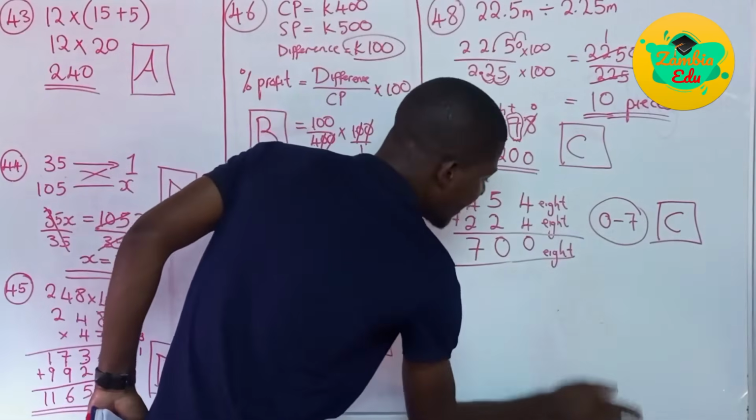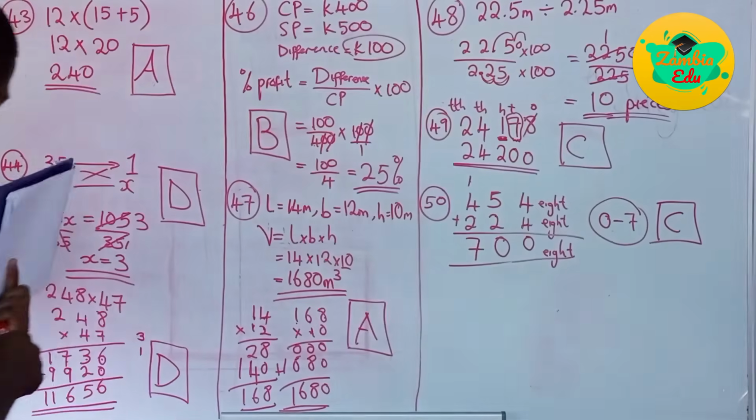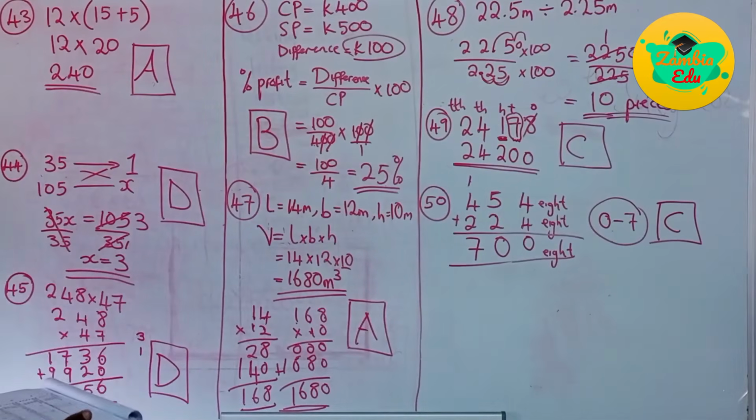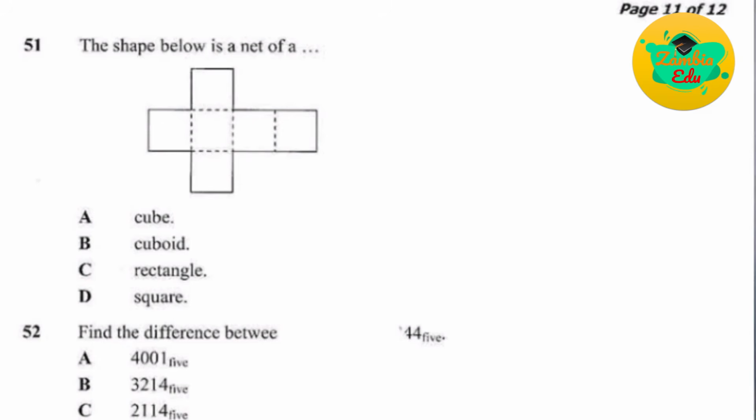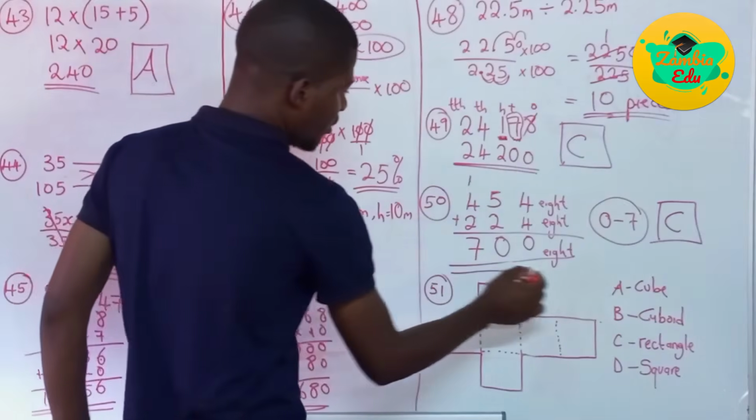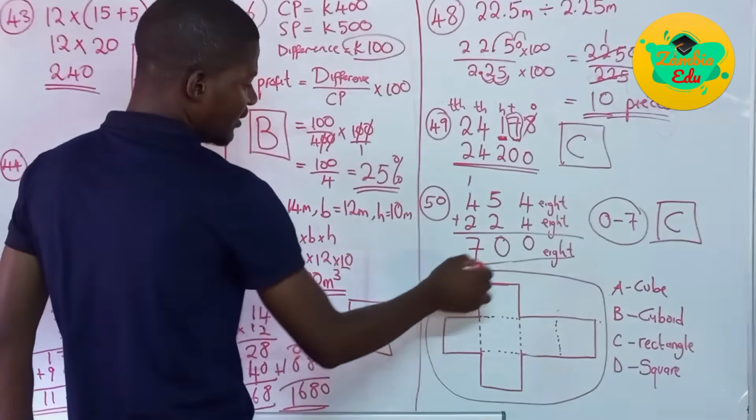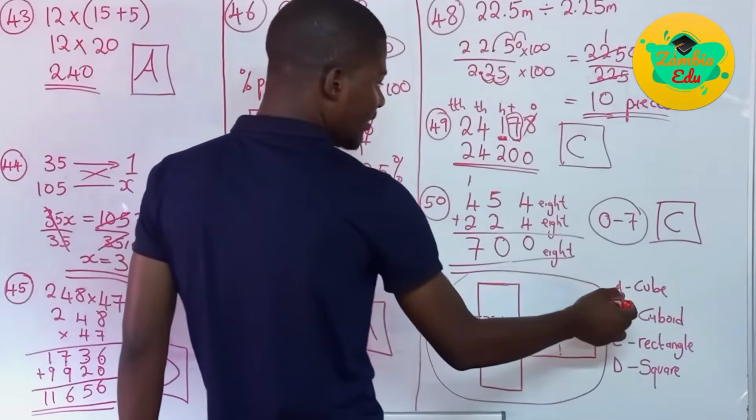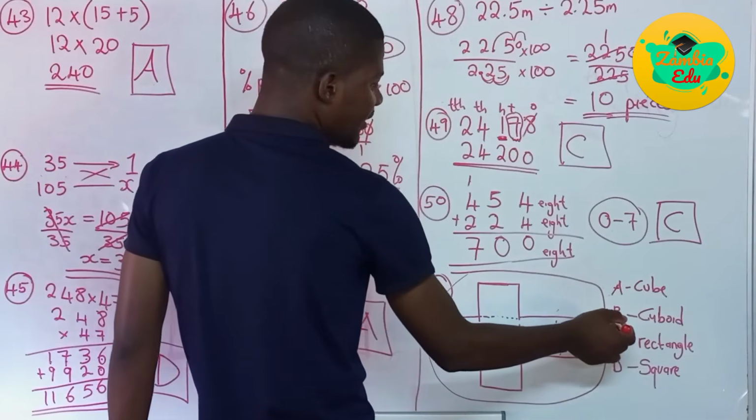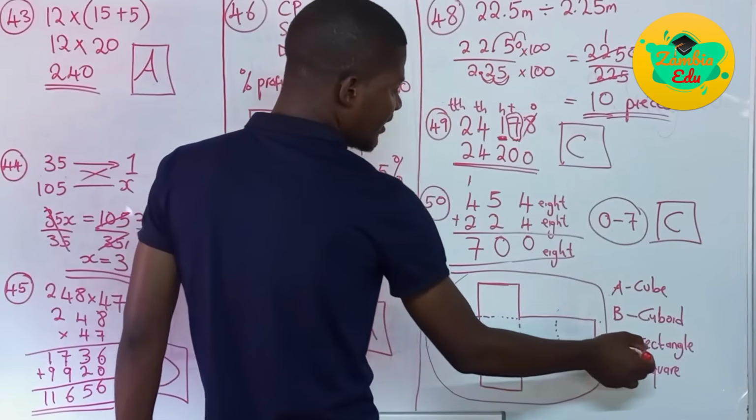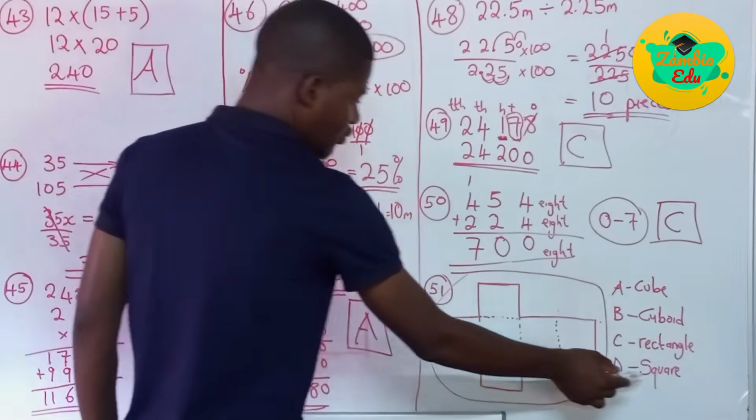Alright, having done that, we quickly go to question number 51. Question 51 says the shape below is a net of a dash. So this is the shape we are looking at. Is it A, the net of a cube, or B, the net of a cuboid, or C, the net of a rectangle, or D, the net of a square?